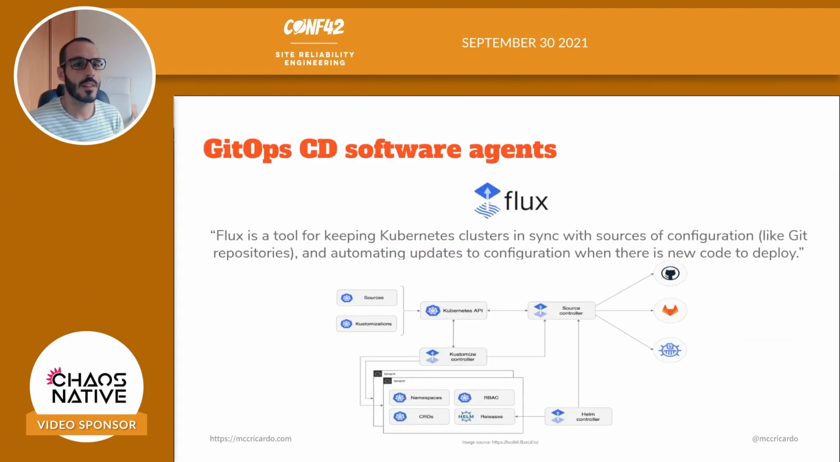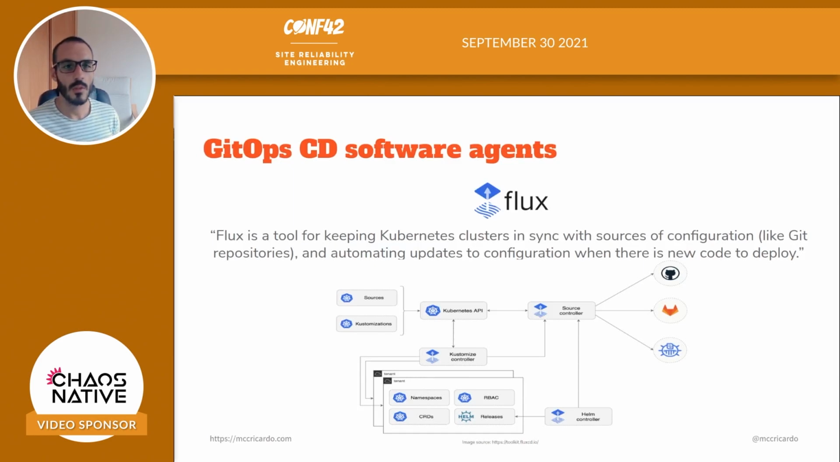So one of the first GitOps continuous deployment tools is Flux. Flux was developed by the company that coined the term GitOps, which is Weaveworks. And Flux is a tool for keeping Kubernetes clusters in sync with sources of configuration, like Git, for example, and automatically updates configurations when there is new code to deploy.